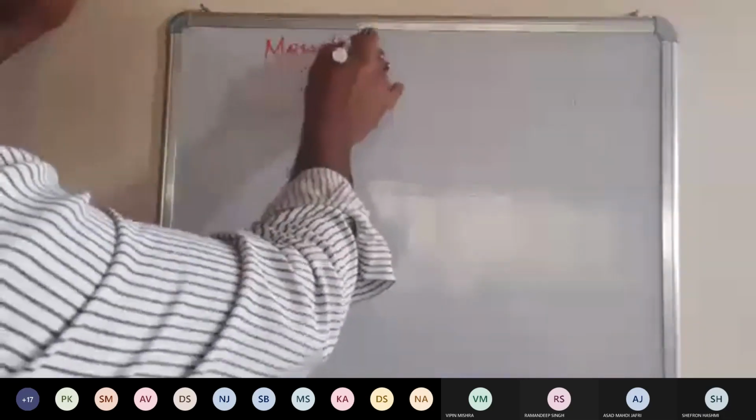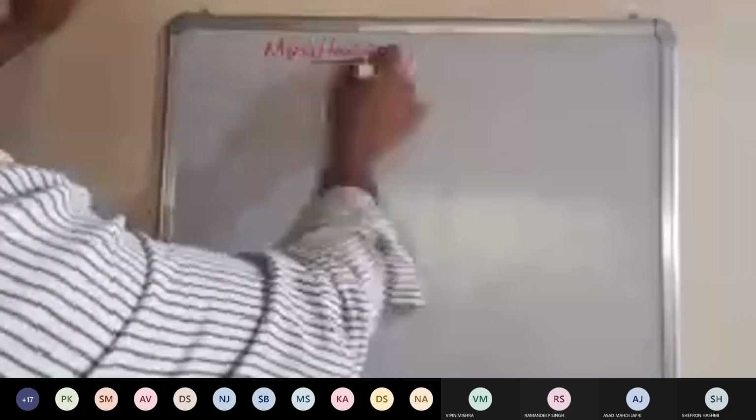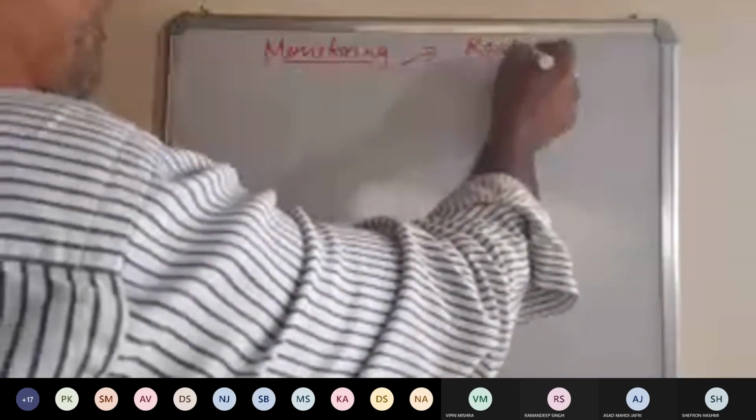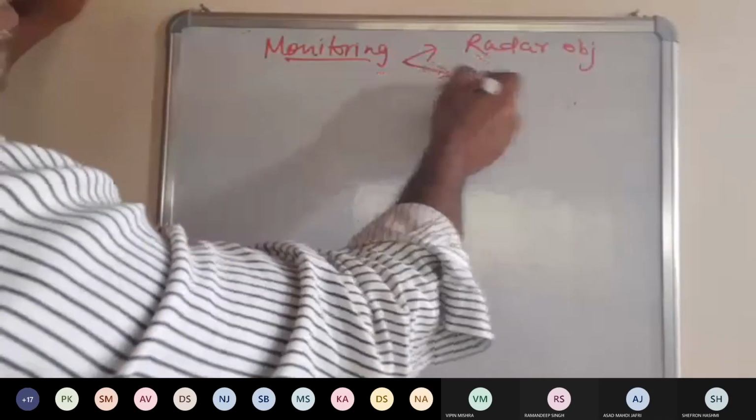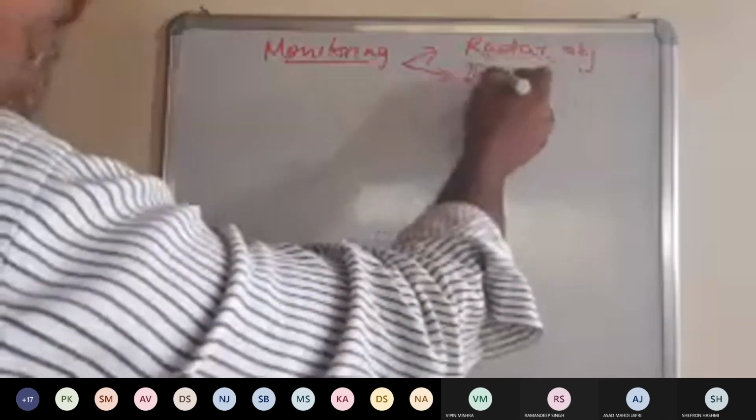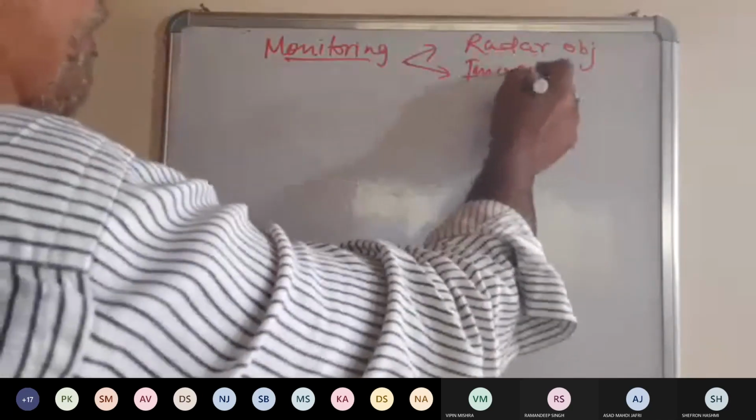Okay. So now the third phase is monitoring. Monitoring may be required when you have a radar object, when you are turning around a radar object, then also you have to monitor, or you may be turning above an imaginary point.